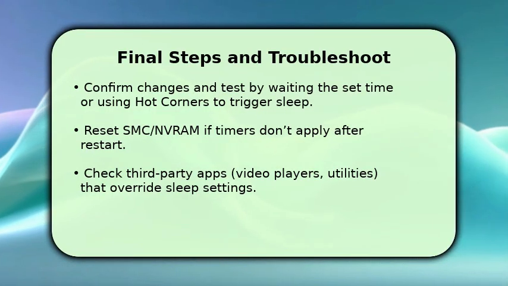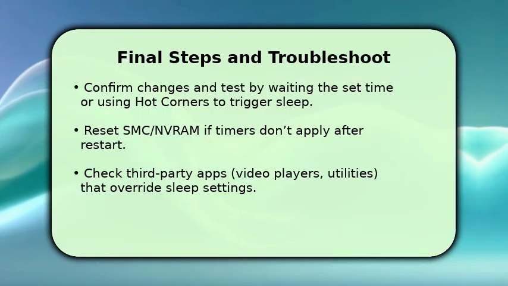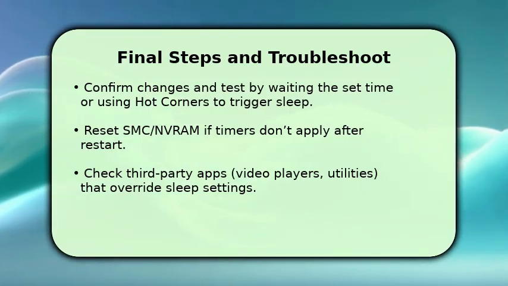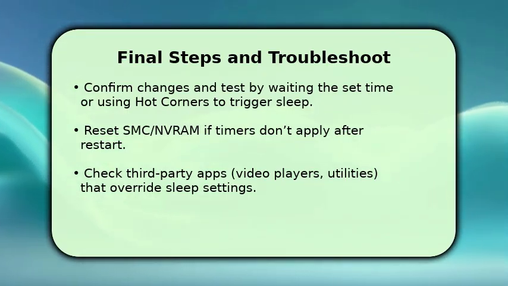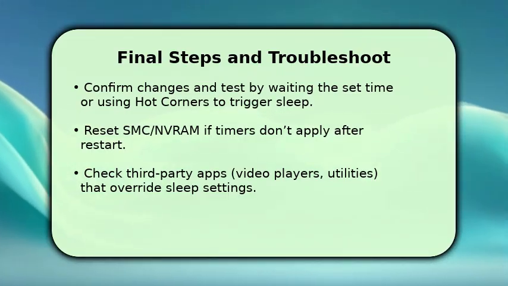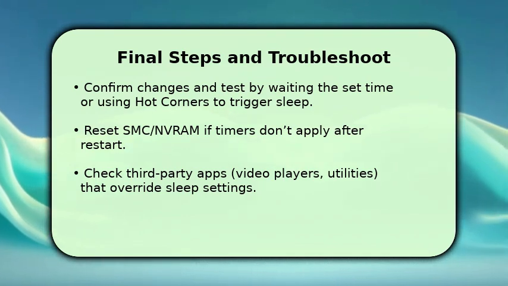If changes fail to stick after a restart, reset NVRAM/PRAM or SMC on Intel Macs as a targeted fix. The reset often restores correct power and display behavior. Also check for background apps like video players, presentation utilities, or power management tools that may override system timers. Quit or reconfigure them. If problems persist, sign out and back in, or create a new account.